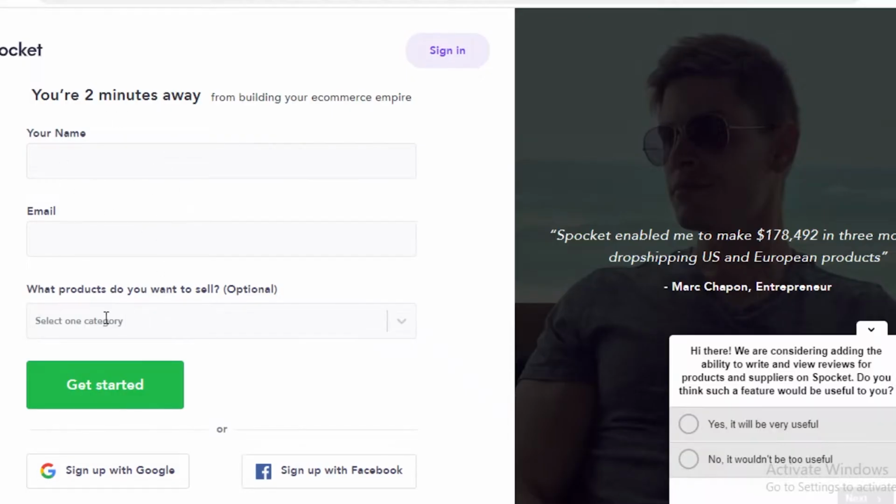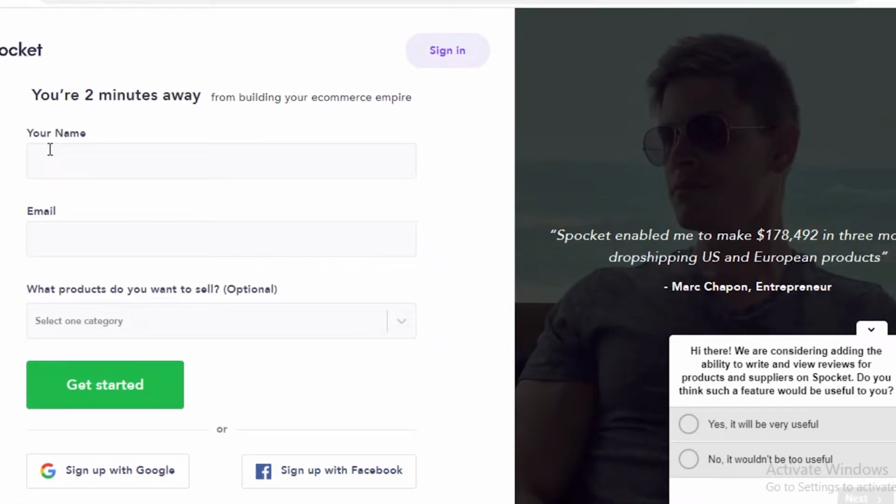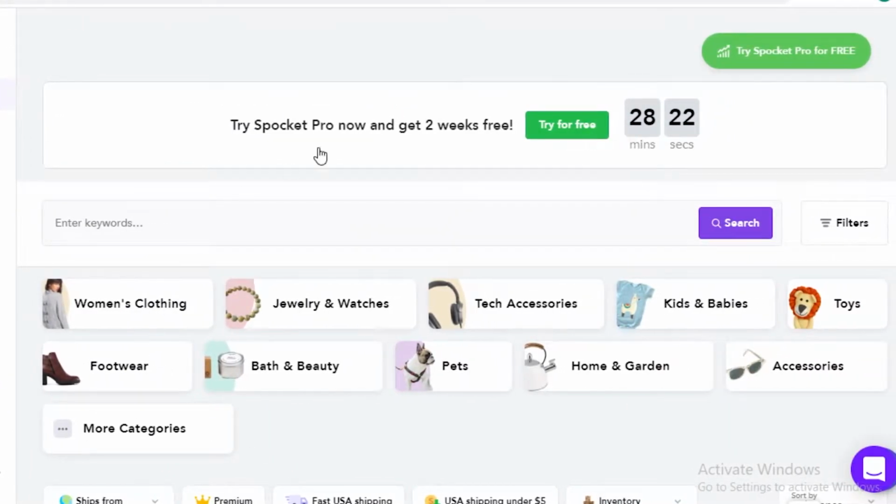Over here, you're going to sign up. You can use your Google account or your Facebook account. Once I put in my details, I'm going to get back to you guys. Once you've entered your details, you're going to be greeted with this basic dashboard.